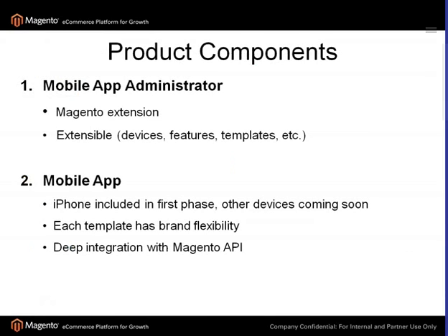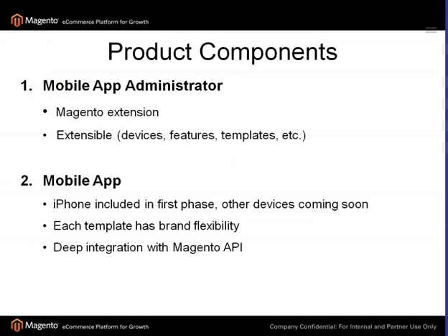There are 2 components to Magento Mobile. The first is the mobile app admin. This is part of your Magento installation. It will be bundled with all future versions of Magento. For those of you who already have Magento, it will be available as a download with the Magento Connect. It is going to be extensible. You're going to be able to add new devices to it, new features for each device, new templates for each device, and that's the first big part.